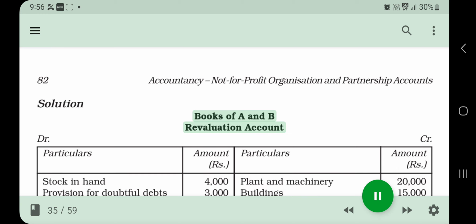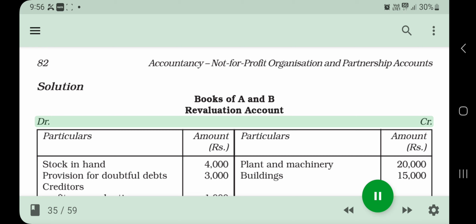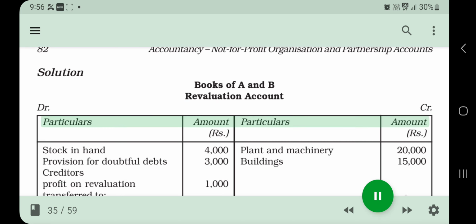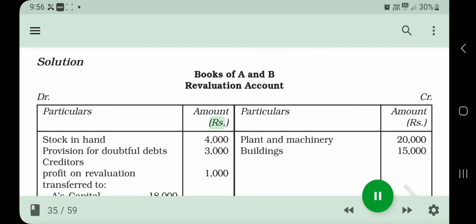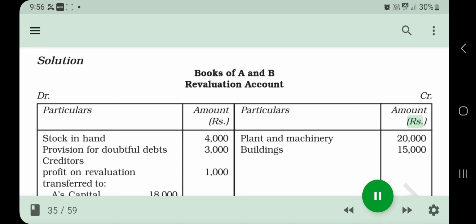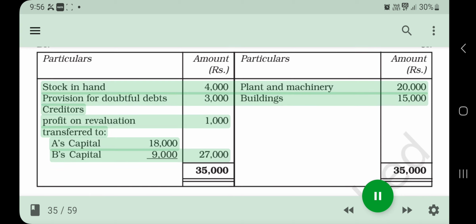Solution. Books of A and B. Revaluation account. Dr. Cr. Particulars, amount Rs. Stock in hand 4,000; provision for doubtful debts 3,000; creditors 1,000; plant and machinery 20,000; buildings 15,000. Profit on revaluation transferred to A's capital 18,000, B's capital 9,000, total 27,000.